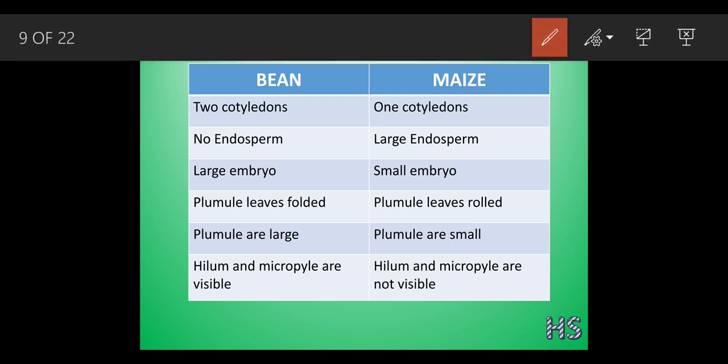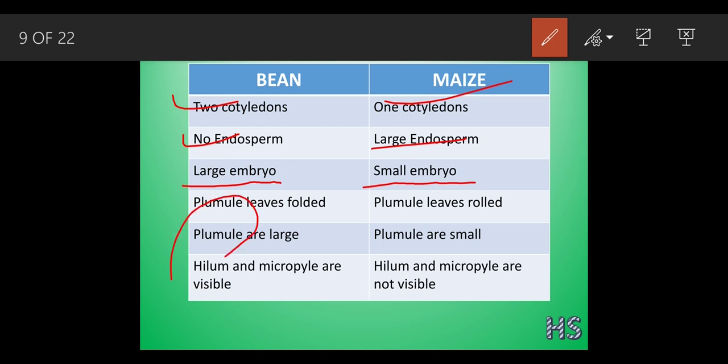Now let's understand the difference between a bean and a maize. A bean has two cotyledons, as we have studied, and maize has only one cotyledon. In a bean, there is no endosperm, because beans are considered ex-albuminous; in the early stage of their life they use up the endosperm. So after getting favorable conditions, we can't see any endosperm. But maize has a large endosperm, as we have seen, and a small embryo.